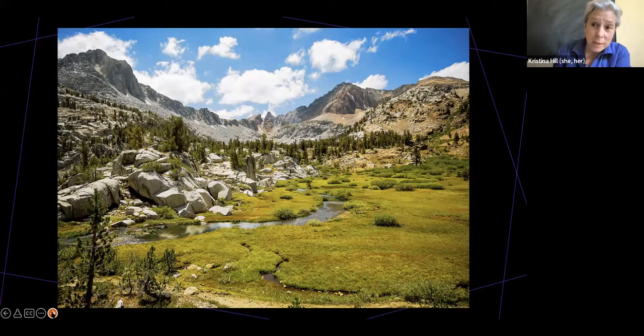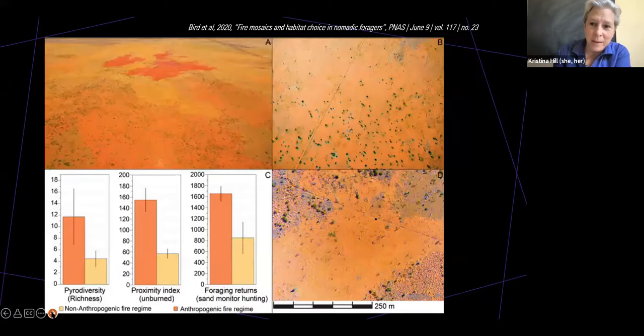So I'm going to give more examples like this, but I'm trying to build a case here. This is an image from Western Australia where they're talking about fire in a very different, more of a grassland context.